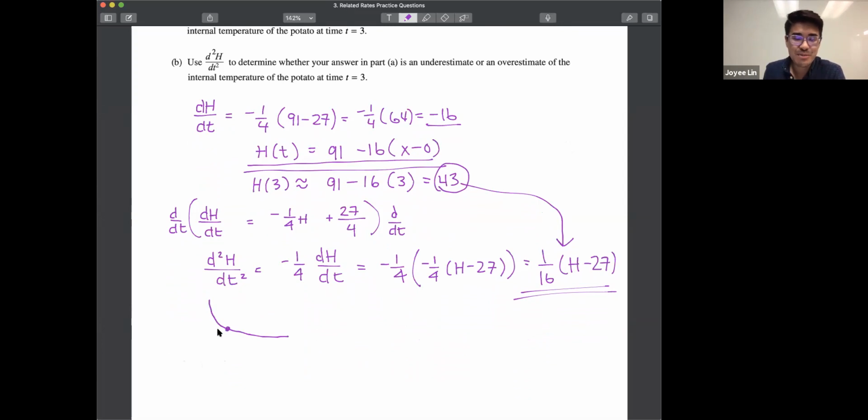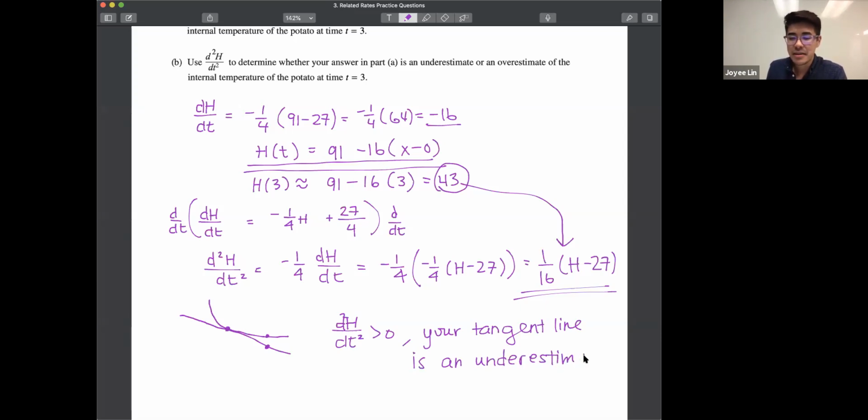And then when you have the slope of the tangent line, this is your tangent line right there, right? And if you're approximating with the tangent line, the point that we picked was right there, but the actual value is a little bit above. So whenever you have a concave up function, whenever d squared h over dt squared is greater than 0, your tangent line is an underestimate. Any questions there?